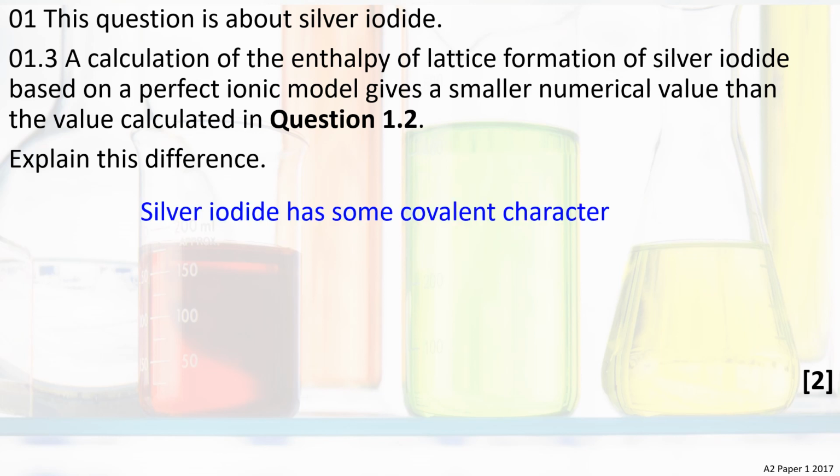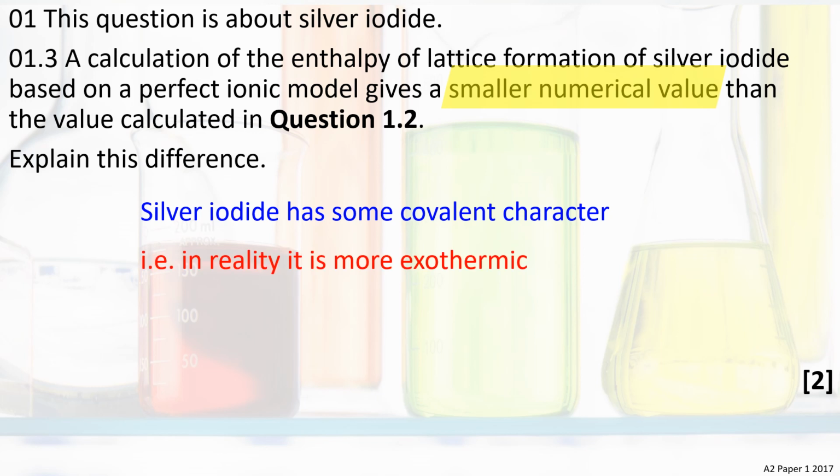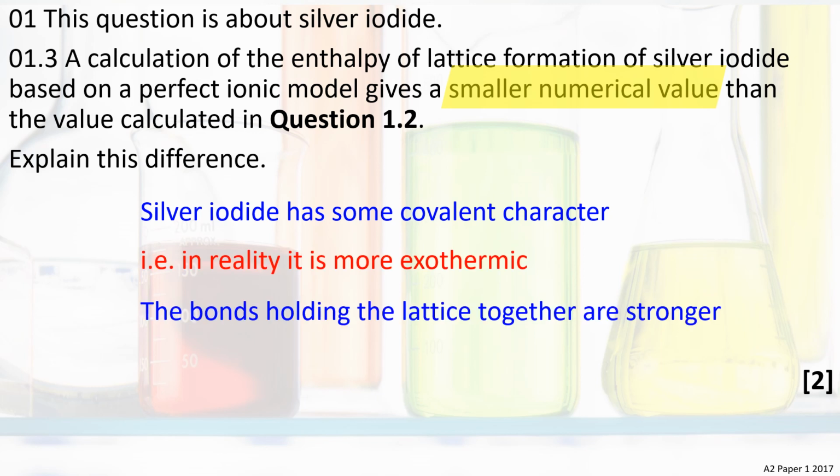However, for 2 marks, we need to address the question very carefully. We need to say why the value is smaller. If the calculated value is smaller, the bonds holding the lattice together are stronger.